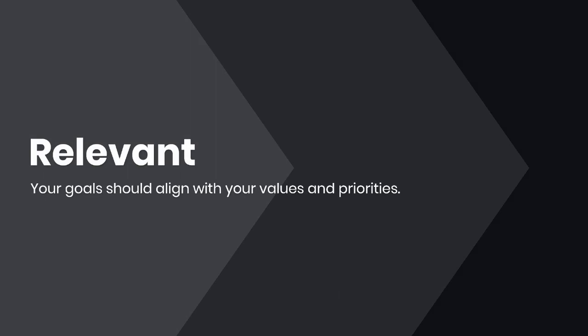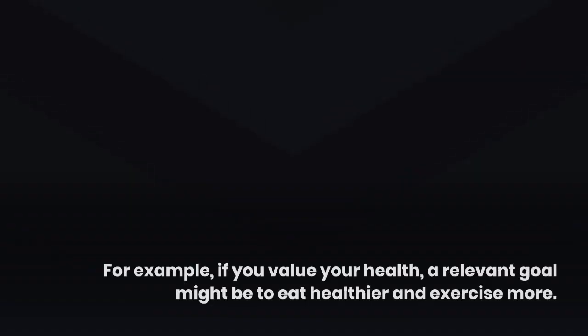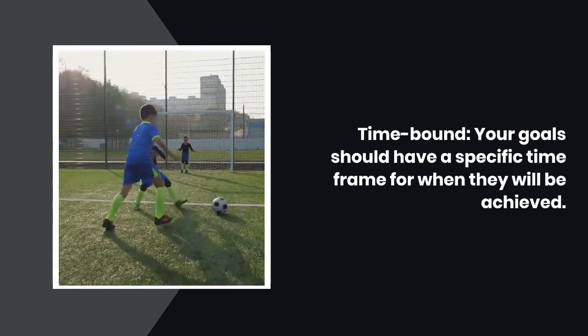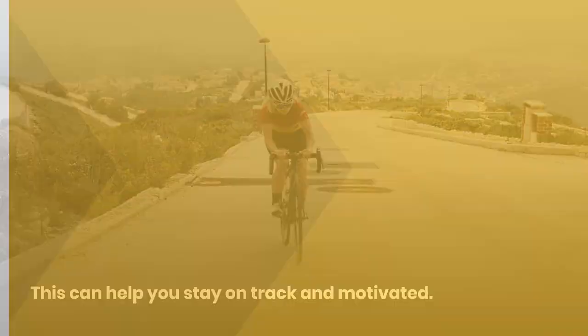Relevant, your goals should align with your values and priorities. For example, if you value your health, a relevant goal might be to eat healthier and exercise more. Time-bound, your goals should have a specific time frame for when they will be achieved. This can help you stay on track and motivated.